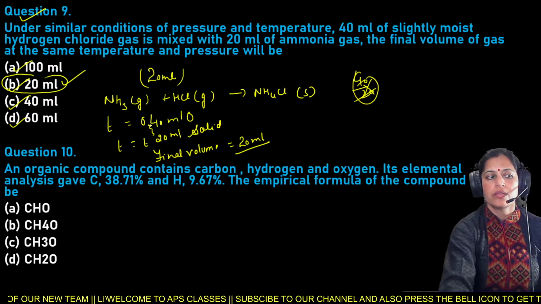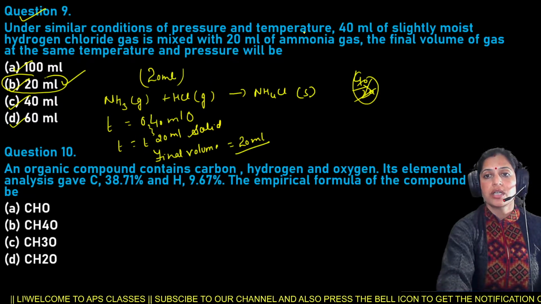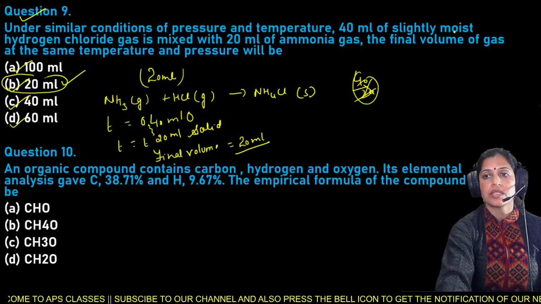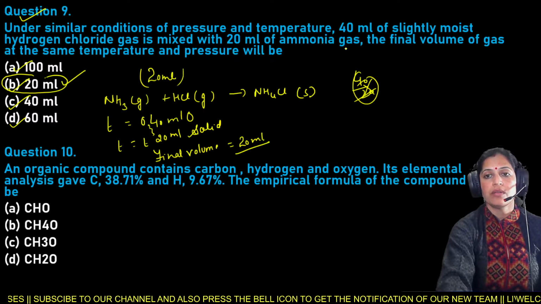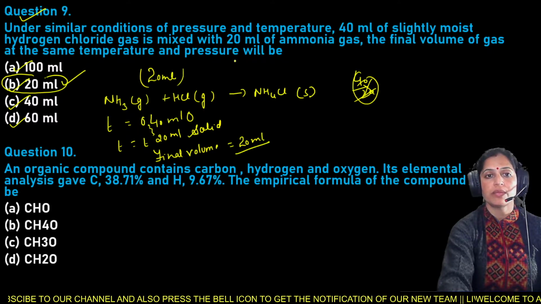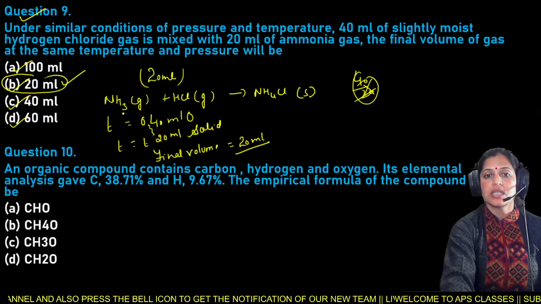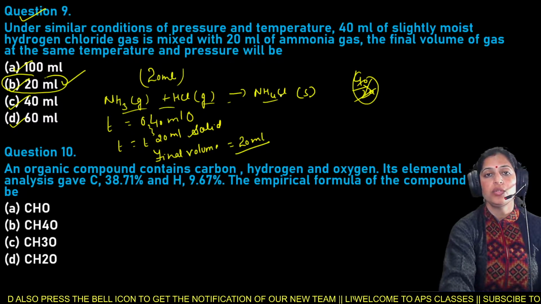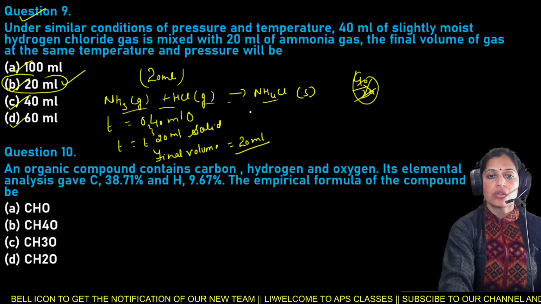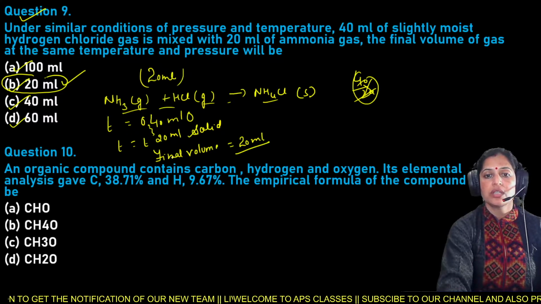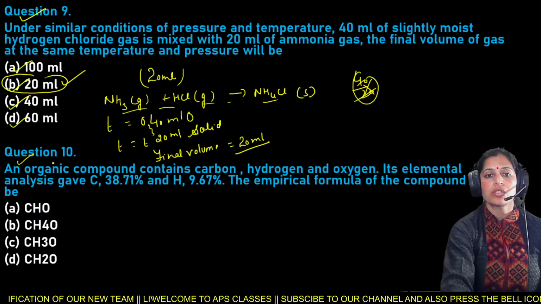So this is the right answer for question number 9. Under similar conditions of pressure and temperature, when 40 ml of slightly moist hydrogen chloride gas is mixed with 20 ml of ammonia gas, the final volume of the gas at the same temperature and pressure will be 20 ml. This is the reaction between ammonia and hydrogen chloride gas, which ultimately forms solid ammonium chloride. Next is question number 10.